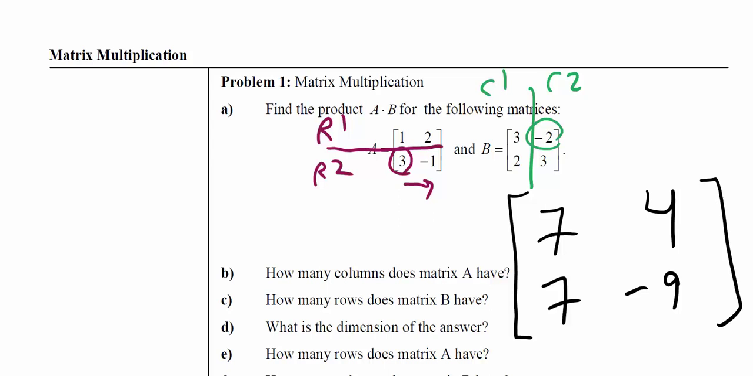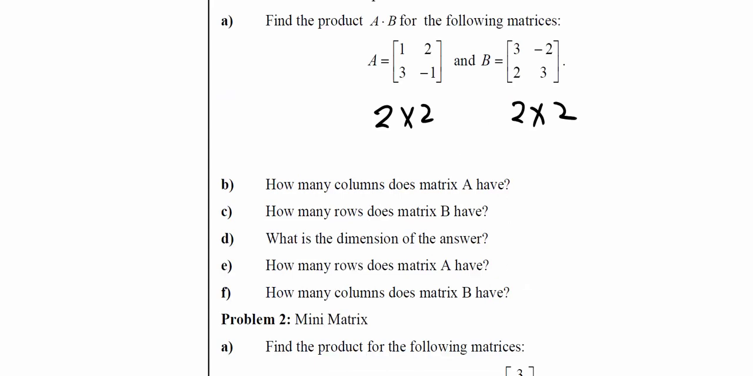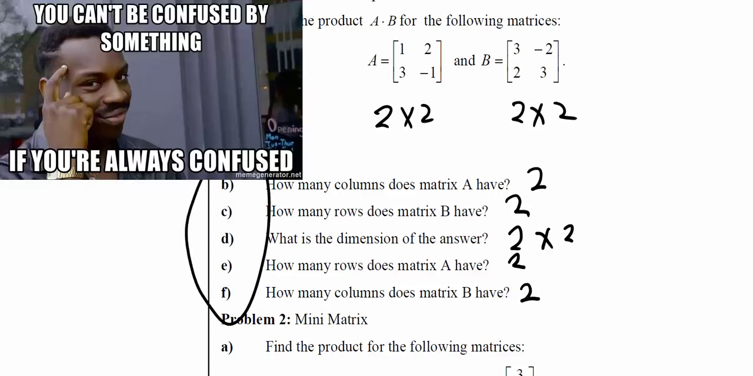Now, by way of some help and reflection, you'll note that A was a 2 by 2 and B was a 2 by 2. So the number of columns in matrix A was 2. The number of rows in matrix B was 2. The answer that we got was a 2 by 2. How many rows does matrix A have? 2. And B has 2 columns. This didn't really help much. So you're thinking, okay, why do we even do this? You'll see in a moment.